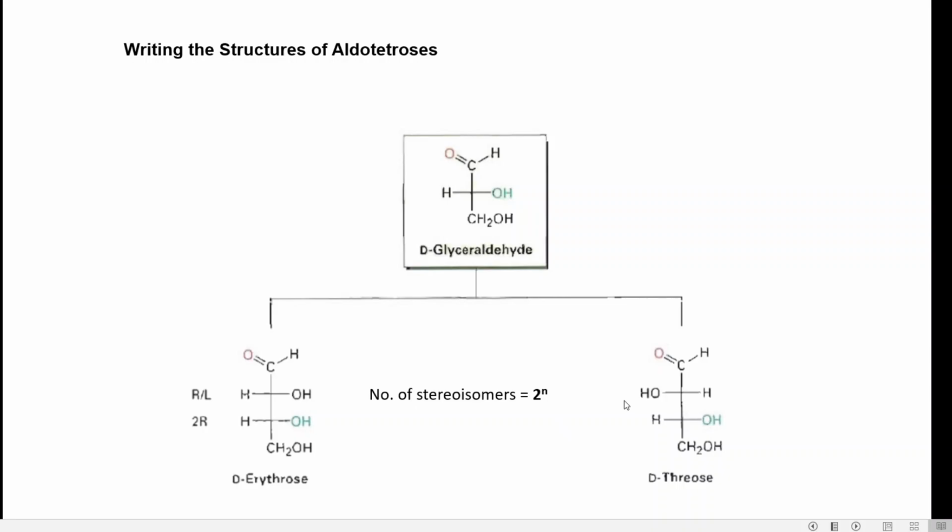Then we are going to show the groups. One is hydroxyl and the other is hydrogen. In the first structure, we are going to write the hydroxyl group on the right side, and in the second structure, we are writing the hydroxyl group on the left side. Similarly, hydrogen in the first structure is on the left side, and in the second structure, it is on the right side. So we are successful in writing the structures of aldotetroses on the basis of glyceraldehyde.